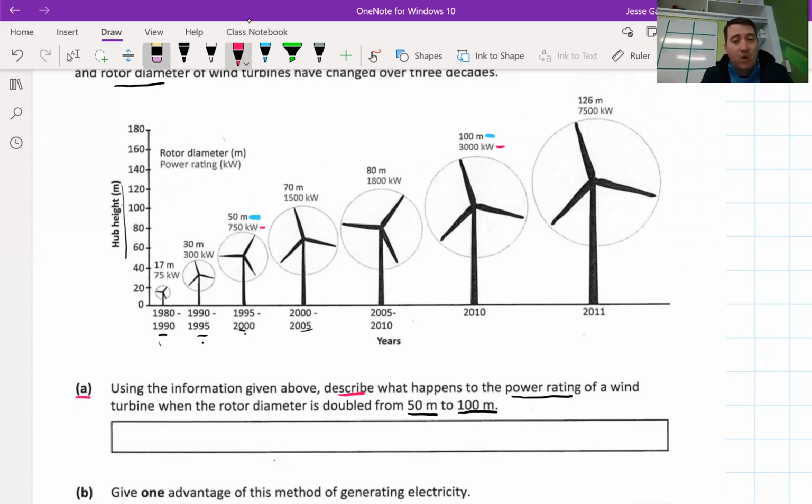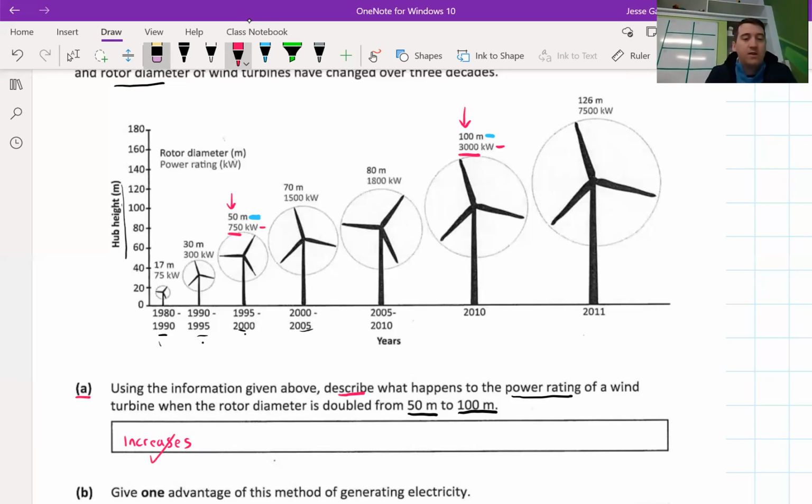First of all, what definitely happens is it increases. It goes from 750 to 3,000. That's a definite increase. As the turbine size or the radius increases, so does the power rating. So the key word here is increases. Now, can you give any more detail about this? You probably get the marks for the word increases, but it's better if we can give more detail. Can you say any more about the increase? Pause the video and see if you can make this answer better if you haven't already.